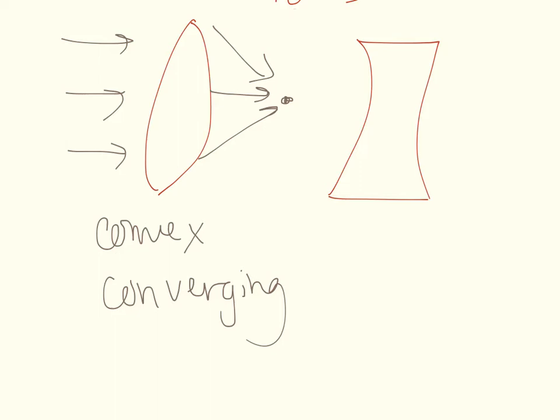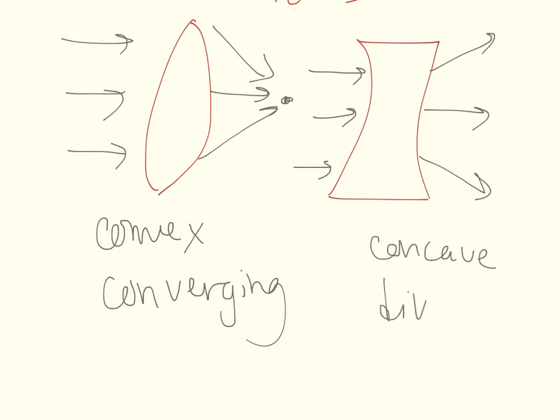Doesn't have a certain point, it's like everywhere. What's the opposite of converging? Divergent. Diverging. Good. Okay, so this is a concave lens, and it's diverging.